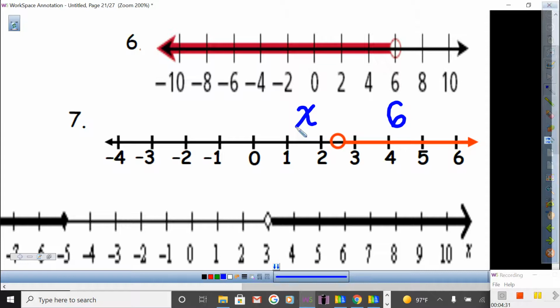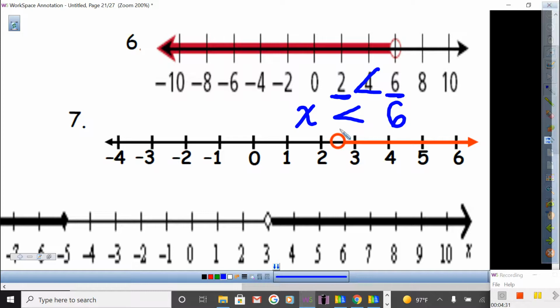Next, I need to know which direction I'm going to write my arrow. This is how you check. Pick any number from this section. I'm going to pick the number 2, and I'm going to compare it to our dividing point. So let's read it. 2 is what compared to 6? Less than. That is correct. So that's how we write our arrow there.